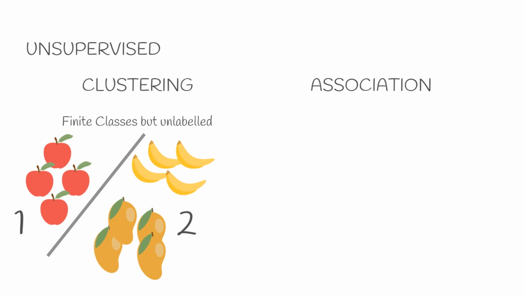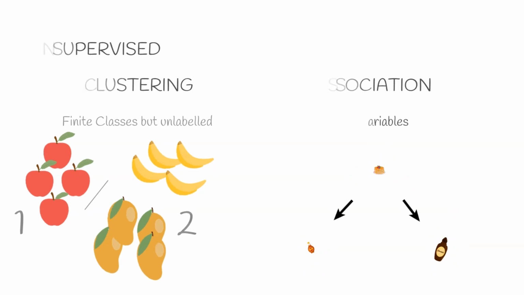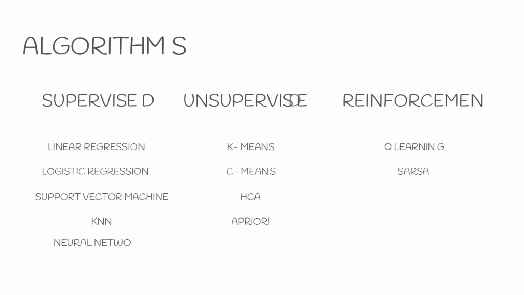In association, we find rules that link different variables. For example, if a person is buying a pancake mix, they are also likely to buy maple and chocolate syrup. So going back to our table, we can assign each of these algorithms to a category.